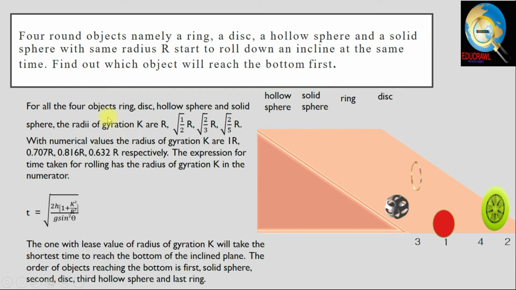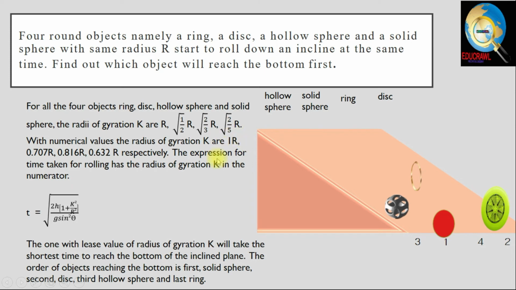We know that for all four objects, the relation between the radius of gyration k and r is once again obtained from the tabular column as r square root of 1 by 2, r square root of 2 by 3, r square root of 2 by 5, and r. So substituting the values and taking the square root, we have the radius of gyration k as 1 r, 0.707 r, 0.816 r and 0.632 r respectively.